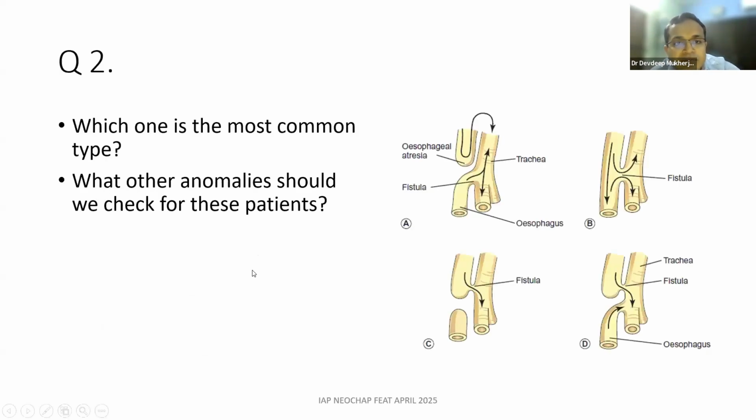Okay, let's move on to the next question. Which one is the most common type, A, B, C, or D? And what other anomalies should we check for these patients? Okay, so yes, most of you have mentioned VACTERL. Can you write VACTERL in detail, what exactly it means?